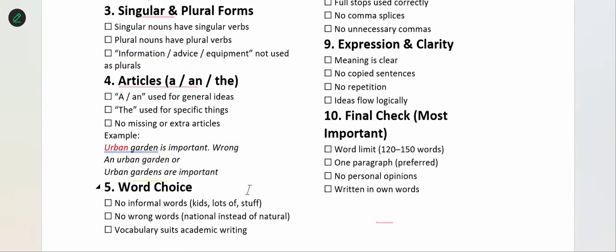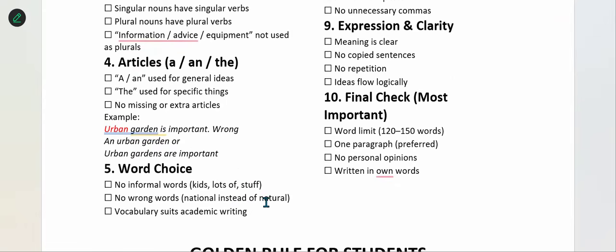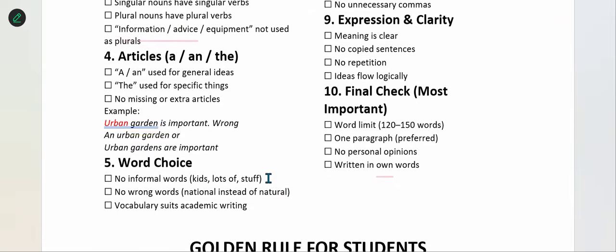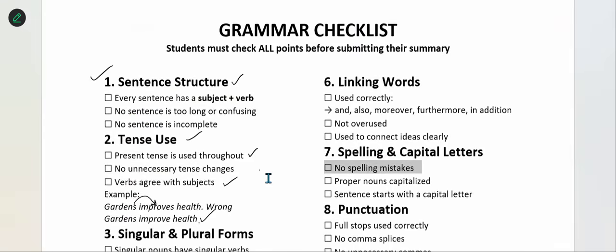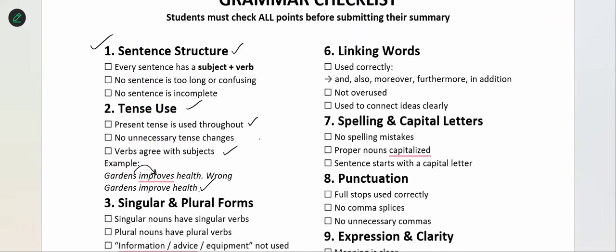Okay, in this way, word choice: no informal words like kids, lots of, stuff should be used in your summary. No wrong words, like national instead of natural, and the vocabulary suits academic writing. And then number 6 is linking words, used correctly, like moreover, furthermore, in addition, not overused and used to connect ideas clearly. We have discussed in detail these linking devices: contrast, addition, cause and effect, and so many. If you have a problem, we can discuss it later in another video.